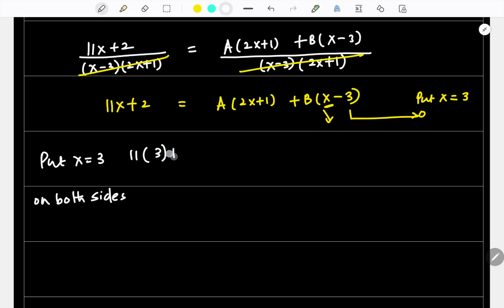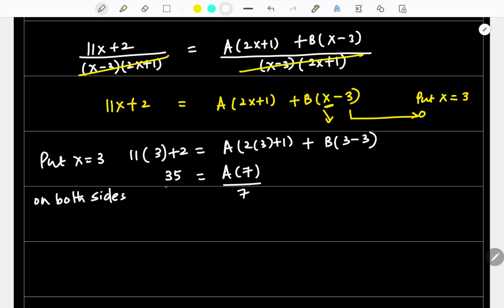So it is 11 times 3 plus 2 equals a times (2 times 3 plus 1) plus b times 0, when I put x is equal to 3. Right, so 11 threes are 33, 33 plus 2 is 35, which is equal to a times (2 times 3 is 6, 6 plus 1 is 7), so 7a. Divide by 7, which implies a is equal to 5.